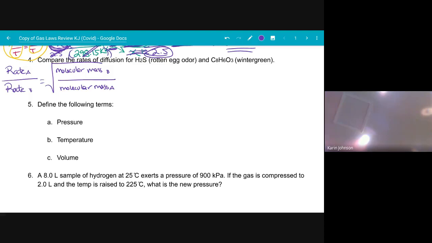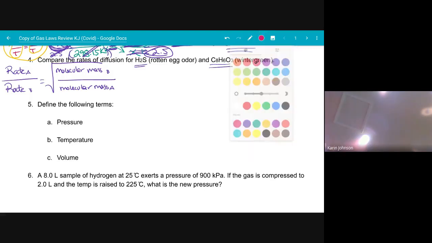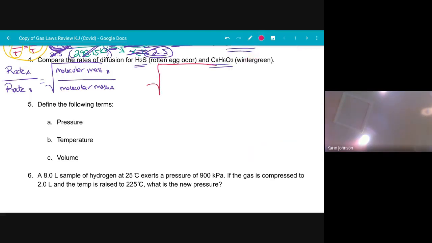Okay, so we are looking for the mass of H2S and the mass of wintergreen. So I'm going to switch up my colors here, and here's the square root. It says compare the rates of diffusion, so we want to get the mass of H2S. That is 2 hydrogens and 1 sulfur, and I'm looking on my periodic table to solve that.